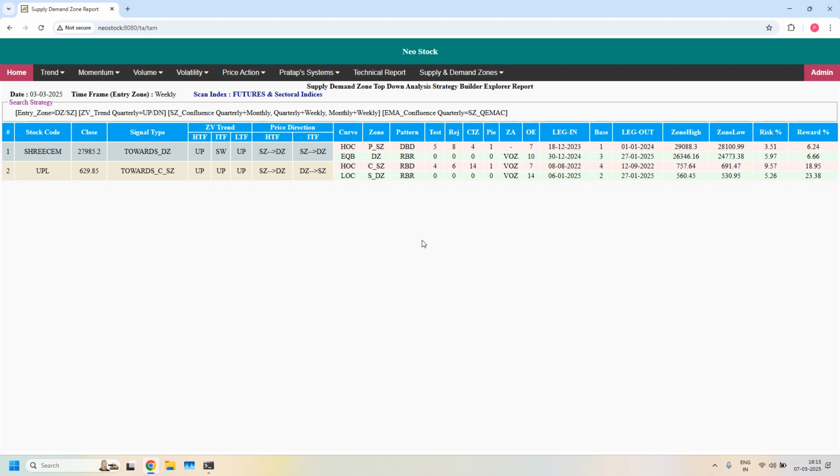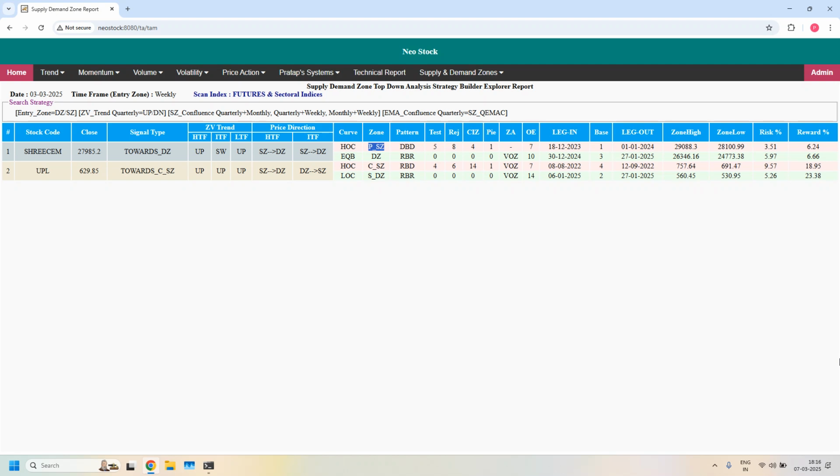In these 2 stocks, these weekly supply zones are overlapped with monthly and then with quarterly. And those quarterly supply zones are having quarterly EMA confluence. Also, don't forget this weekly supply zone is a pierced supply zone. Maybe you can look into the stock if any pierced zone strategies are applicable in that.